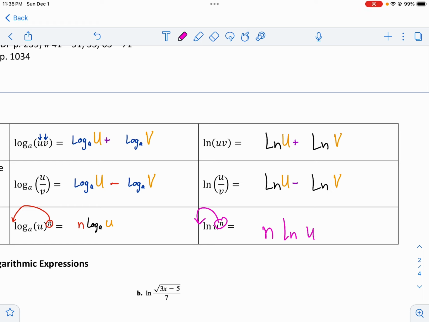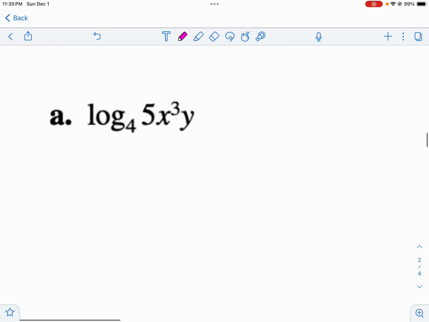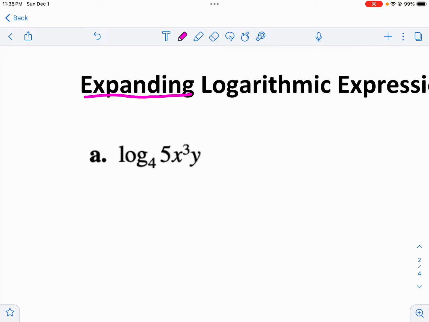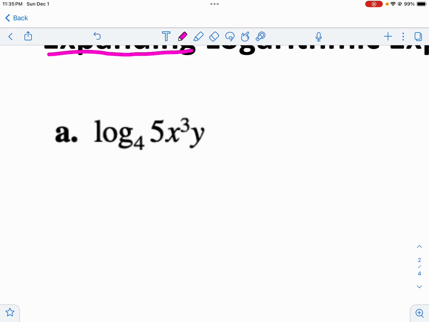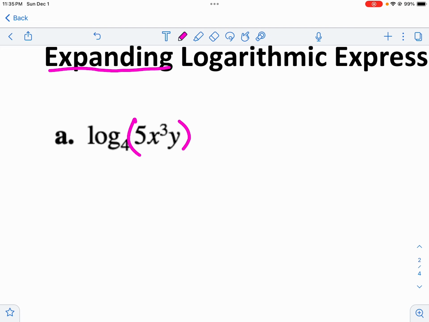Okay, so let me actually show you how it works in your homework. So the book likes to do all these weird things. I like to keep it simple. When you're expanding, make sure you know what you're doing. Expanding means I need to make it longer. So I need to identify how many pieces are in this log. So these are the things that are being multiplied together. So I have 1, 2, 3 things being multiplied together. 3 things, that means I will have 3 sets of logs.